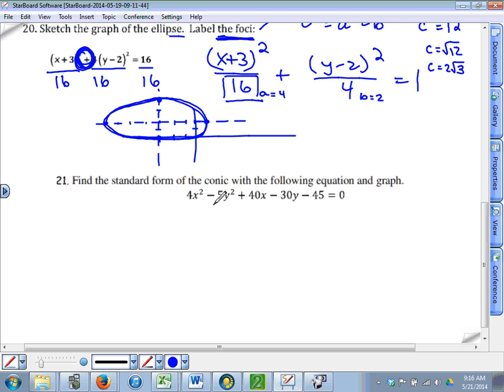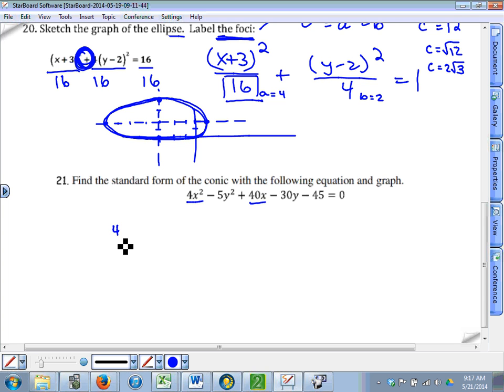Question 21, find the standard form. This right here is in general form, not standard form. Standard form would look something like this, where it has parentheses squared with fractions. What do you guys remember about this one? Got to complete the square. Exactly. So I'm going to group the x's together and factor out at the same time. I'm doing a lot of steps together. I apologize, but it is important that we get through this.